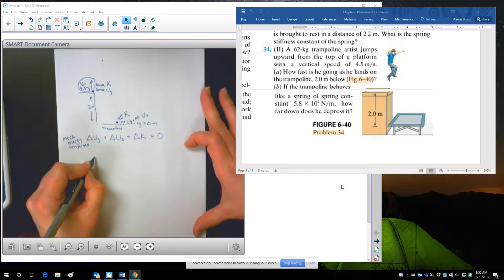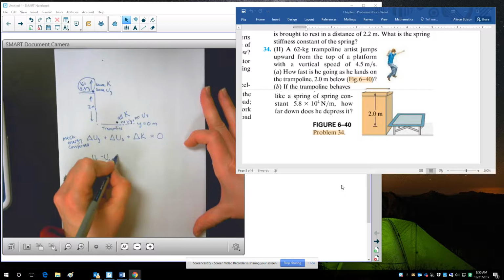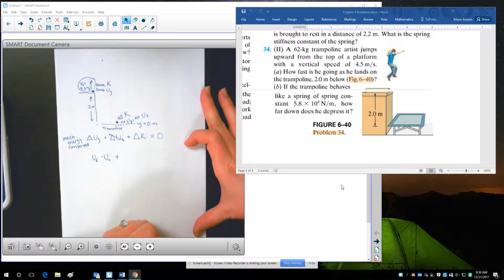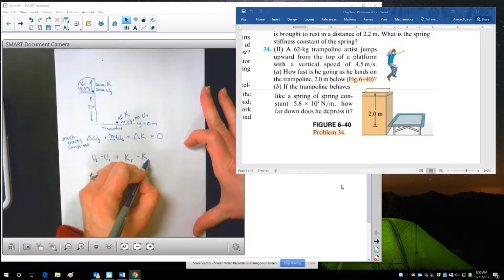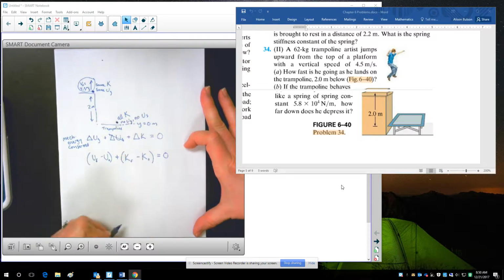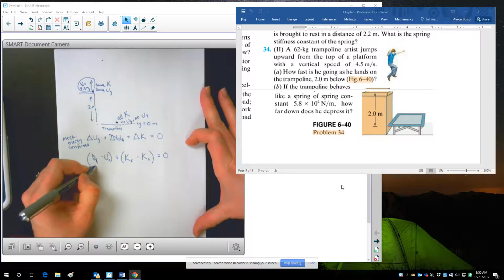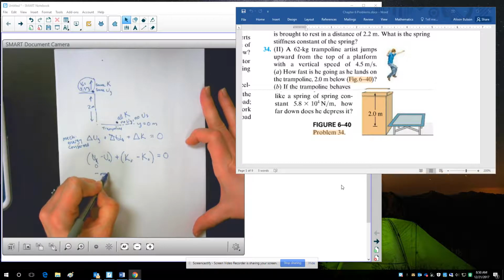So I'm going to say that the gravitational potential energy at the trampoline, I'm calling that final, minus gravitational potential energy at the start. There's no change in spring potential energy, so kinetic energy at the end minus kinetic energy at the start. Right, there's my delta K, there's my delta U equals 0. So U final, 0. U initial is mg times 2 meters. Gosh, I guess I should just use their numbers. The mass of this person, 62 kilograms, G 9.8.